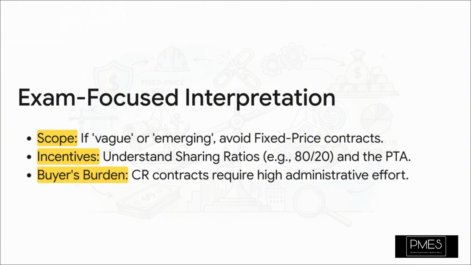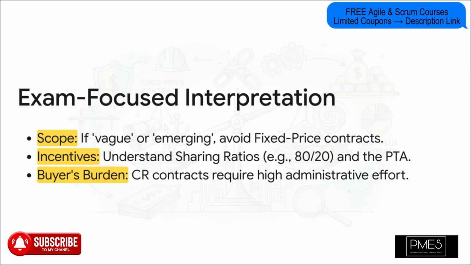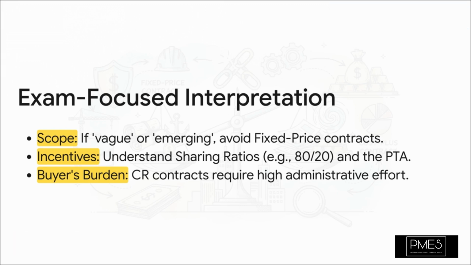You also have to understand how sharing ratios work, like an 80-20 split on cost savings or overruns, and you must know the point of total assumption, the PTA. Think of the PTA as the financial cliff in a fixed price incentive contract. It's the exact dollar amount where the cost sharing stops cold, and from that point on, the seller is on the hook for 100% of every single dollar of cost overrun. It's the buyer's ultimate shield.